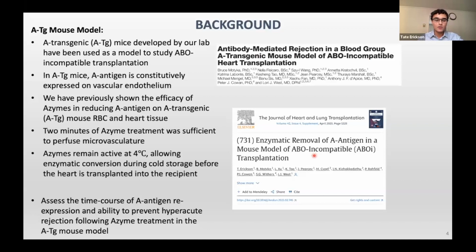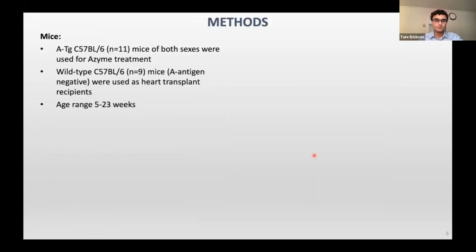Knowing that AZymes are active at 4 degrees allows us to enzymatically treat the organs during the time between removal from the donor and transplant into the recipient. So with this model, we sought to evaluate the re-expression timeline of A antigen following AZyme treatment and understand the significance of blood group conversion by modeling hyperacute rejection.